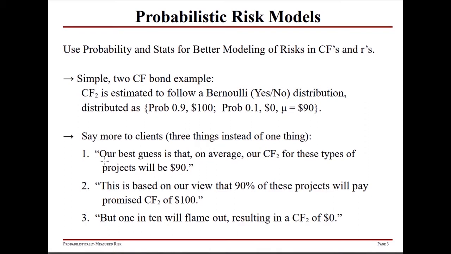Previously, we've been able to say something like, our best guess is that on average, if we do buy a lot of bonds like this, we're going to get $90 a bond. But now, knowing the whole probability distribution, we can also say, and we're going to sound oh so smart, this is based on our view that about 90 out of 100 of these projects will pay their promised contractual cash flows of 100, but we think about 10% of them are going to flame out. And when that happens, in bankruptcy, we're going to get a cash flow 2 of 0. So you see, thinking about the whole probability distribution gives us oh so much more to say, and honestly, oh so much more to know about what's happening.